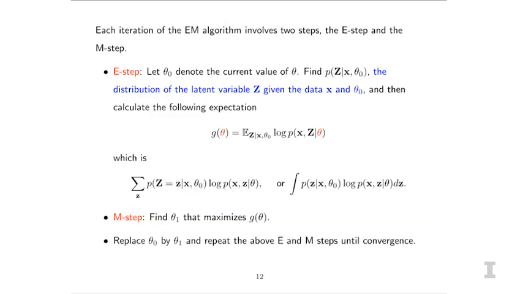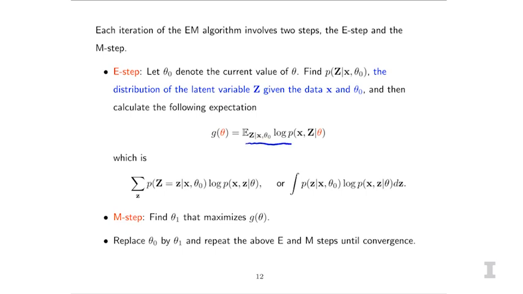So let theta 0 denote the current value of theta. Then we first compute what is the conditional distribution of z given x and theta 0. For example, in the two-component Gaussian case, that distribution can be factorized. They're independent for each of the zi, and we can compute the probability of zi equal to 1 given the current parameter and also the xi. And we can do this, and we also compute the probability of zi equal to 2 for each i.